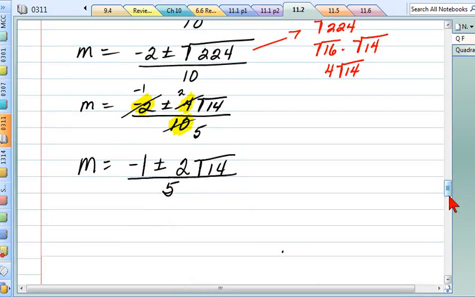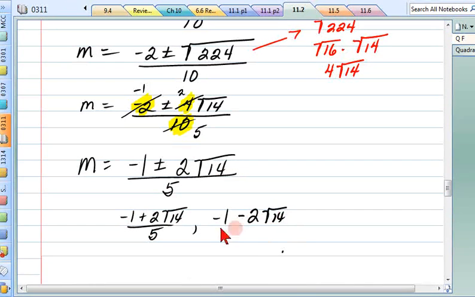I'm completely happy with that, but of course MATLAB will want the two distinct answers. It will want negative 1 plus 2 times the square root of 14 over 5, comma, negative 1 minus 2 times the square root of 14 over 5.